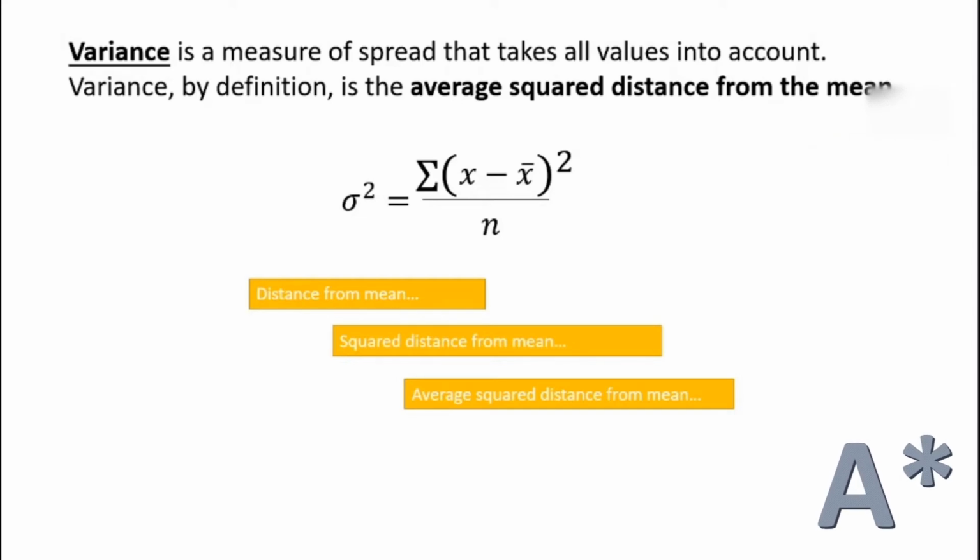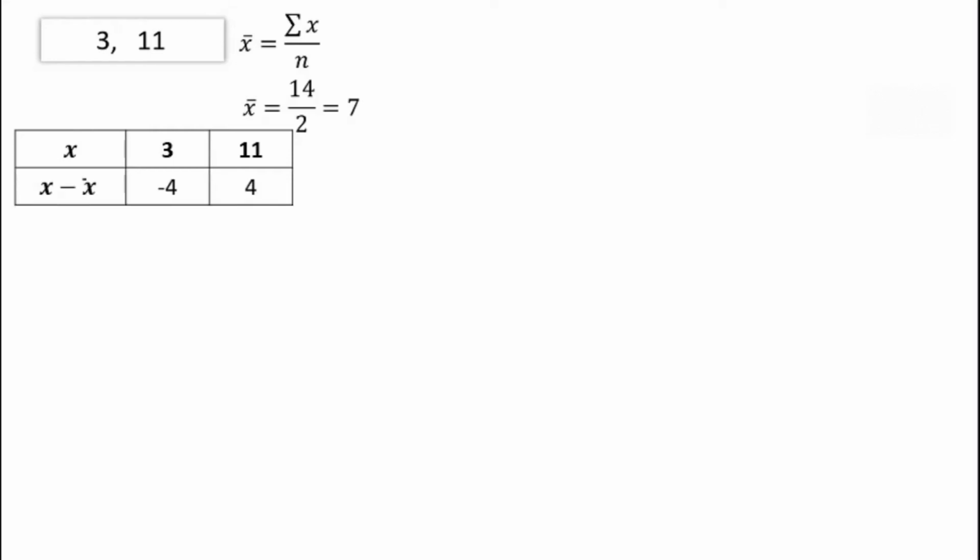Okay, so that explains the formula and why it looks like this. Let's actually try and see it in action. I'll start with a simple example. There's only two numbers here. If we find x bar, I hope you can do this in your head quite quickly. It's going to be 14 over 2, x bar equals 7. Now let me find the distance between each of these values and 7. So each x value subtract 7, I'll get -4 and +4.